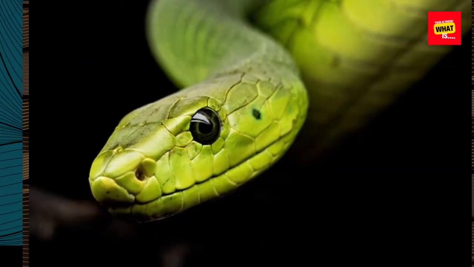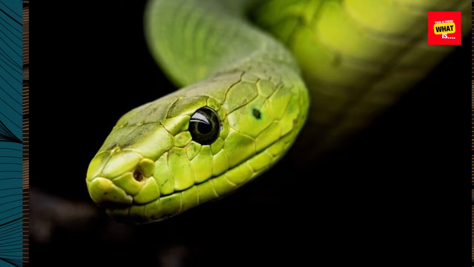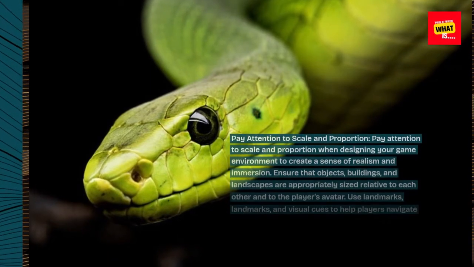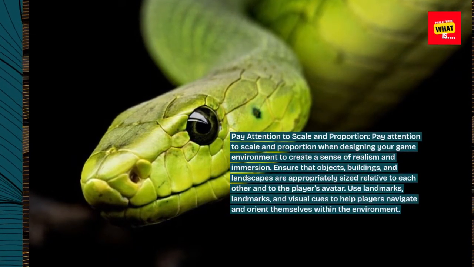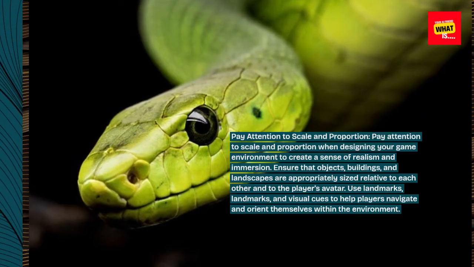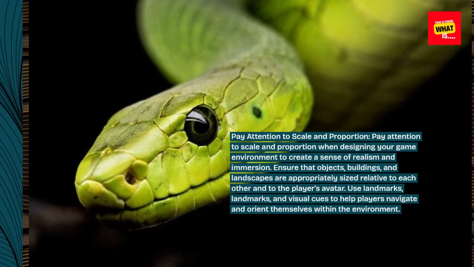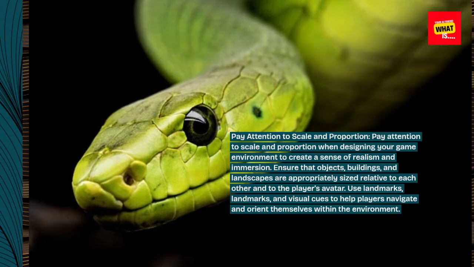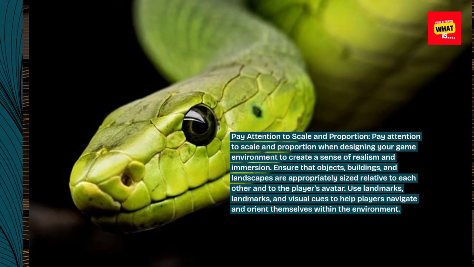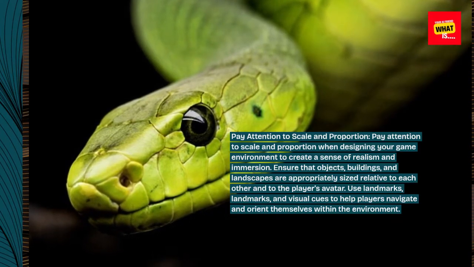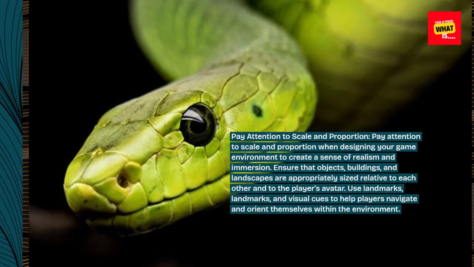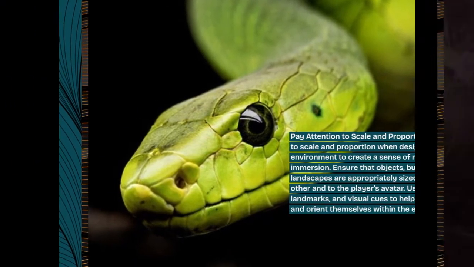Pay attention to scale and proportion. Pay attention to scale and proportion when designing your game environment to create a sense of realism and immersion. Ensure that objects, buildings, and landscapes are appropriately sized relative to each other and to the player's avatar. Use landmarks and visual cues to help players navigate and orient themselves within the environment.